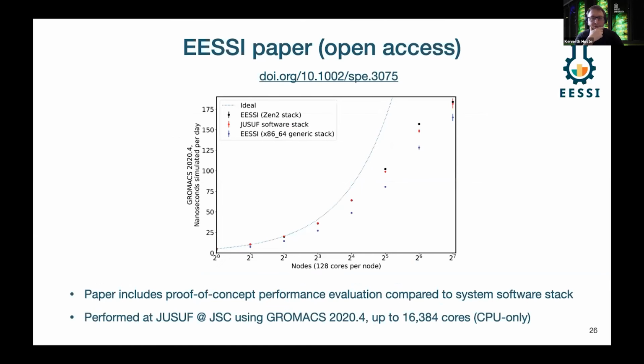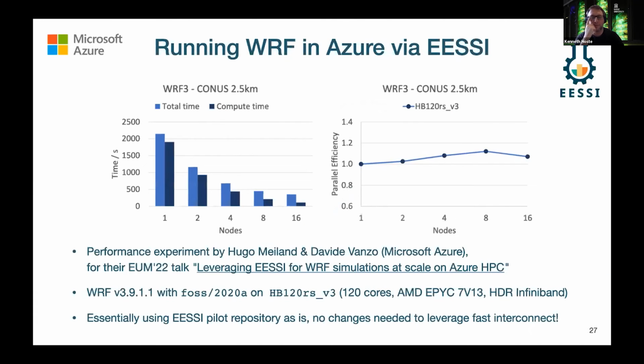In the paper, we also show a proof of concept, again with GROMACS, that a GROMACS provided through Easy can perform really well, even if it's not specifically optimized for a system or using any system MPI libraries, for example. That doesn't mean you can't get good performance. You actually can. This is, of course, only one application, but it does confirm that this kind of concept can work well in practice. And also, some people in Microsoft Azure have experimented with this with WRF, and they're seeing very similar things. So very good scaling with WRF, even though they were just using WRF as is in Easy without making any changes to it specifically for their type of resources.